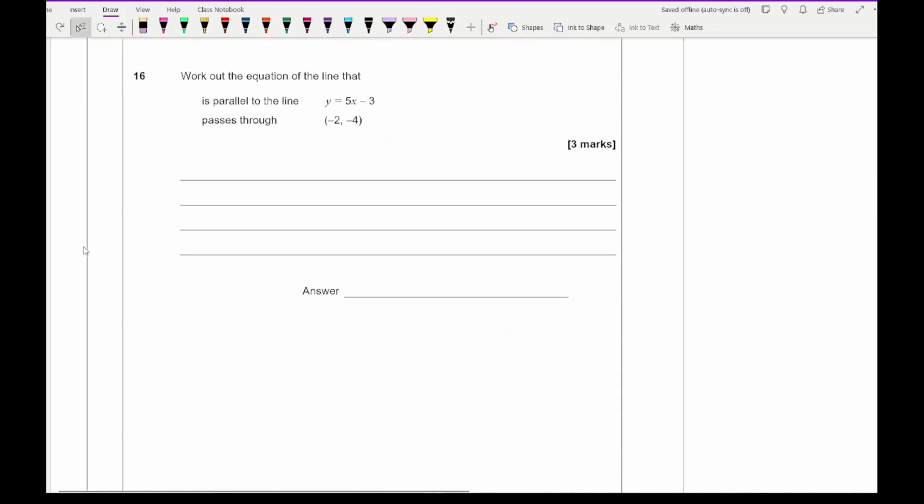For question 16, it says work out the equation of the line that is parallel to the line y equals 5x minus 3 and passes through minus 2, minus 4. Now, there are several ways in which you can do this depending on how you've been taught the equations of a line, but I'm going to go for probably the most common, which is using y equals mx plus c. Now, in terms of the gradient, we know it's parallel, so m equals 5. And what we then need to do is use these two values as my values for x and y, and we're going to try and find c.